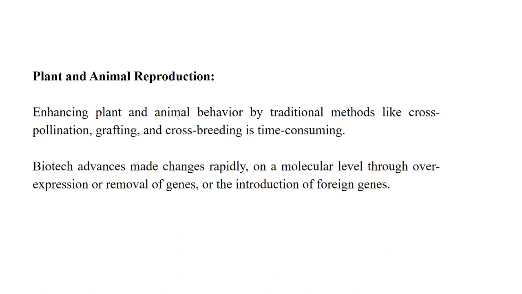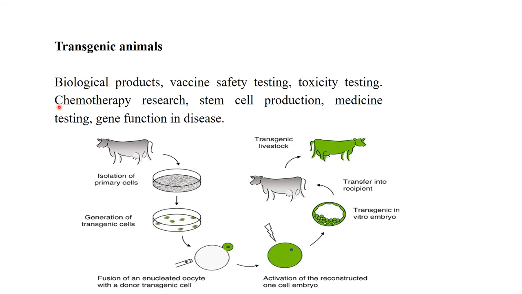Transgenic animals: the animals having our desired gene or the foreign gene, that type of animals are called transgenic animals. Isolation of primary cell, we isolate the primary cell, then generation of the transgenic cells, introduce our desired genes, fusion of the cell with our foreign gene with the donor transgenic cells. We fused both, and this made the transgenic embryo, reconstructed embryo, now the transgenic in vitro embryo, and this is transferred into the animal, the livestock.